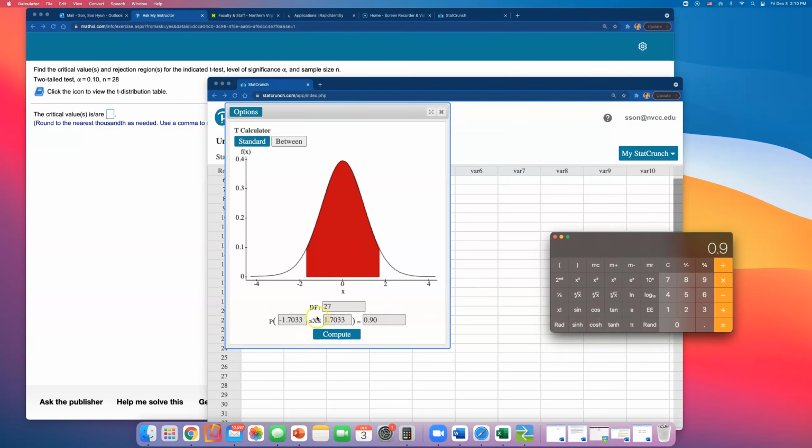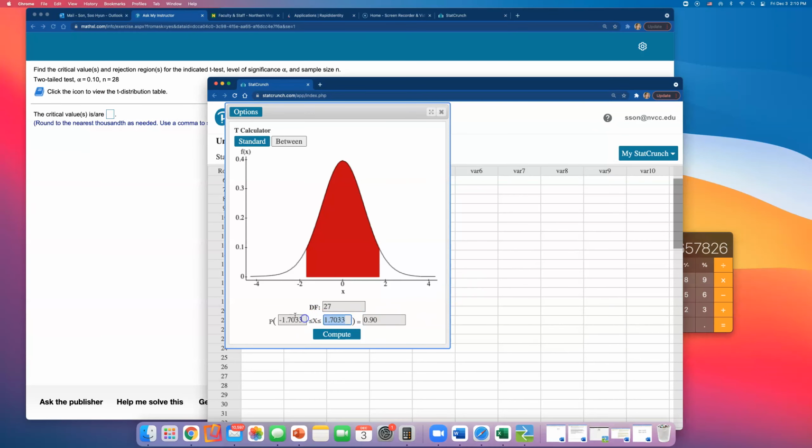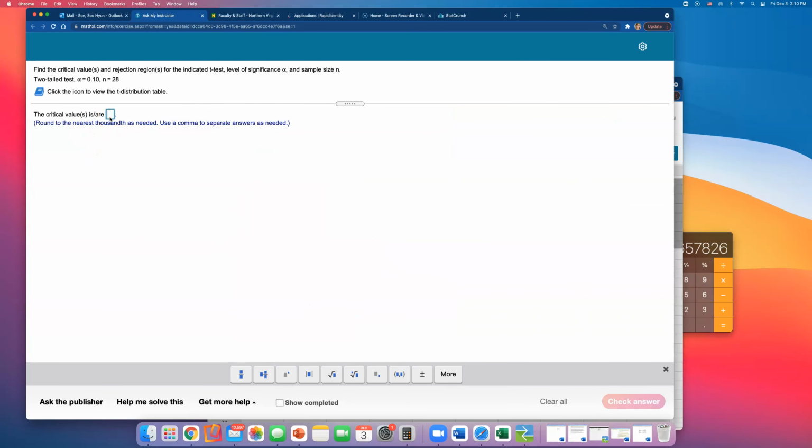Critical values are positive 1.7033 and the negative of it, okay? So I'm just going to have to type it in here.